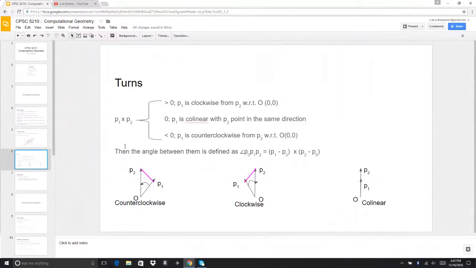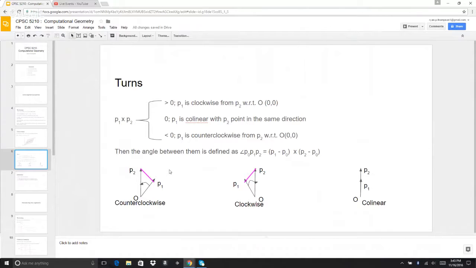Turns. So again, here's our notation for our cross product. If the cross product is greater than 0, then P1 is clockwise. Again, this order is important. In this ordering, P1 is clockwise from P2 with respect to the origin if it's greater than 0. If the cross product is 0, then P1 and P2 are collinear and they lie on the same line. If the cross product is less than 0, then P1 is counterclockwise from P2 with respect to the origin.